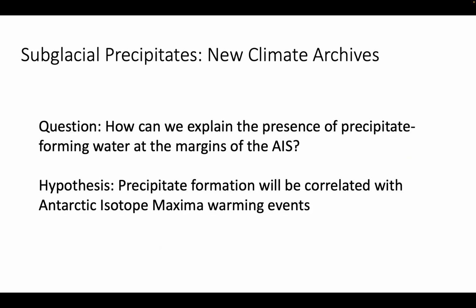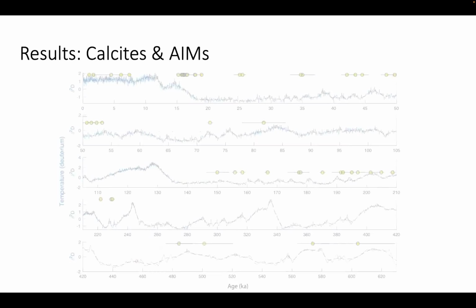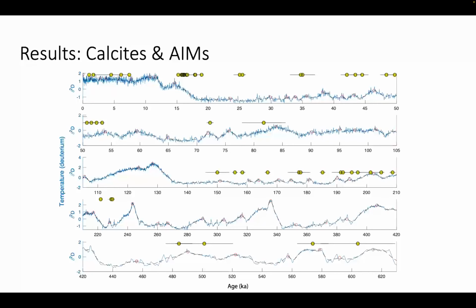And so what we're going to try to do is to correlate the ages of these calcites with the AIMs, the Antarctic isotope maxima, which again are the millennial scale warm periods. So what we've done here is we've plotted the ages of the calcite, which are shown in yellow, alongside the delta deuterium record in blue, with the AIMs pointed out on the delta deuterium temperature record in the red circles.